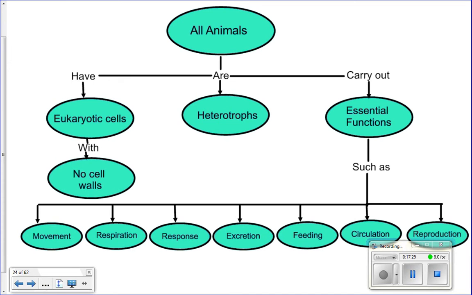Okay, excretion, getting rid of waste products. Feeding, I hope that's self-explanatory, getting energy. Circulation, moving oxygen to cells and picking up waste products, and then reproduction.